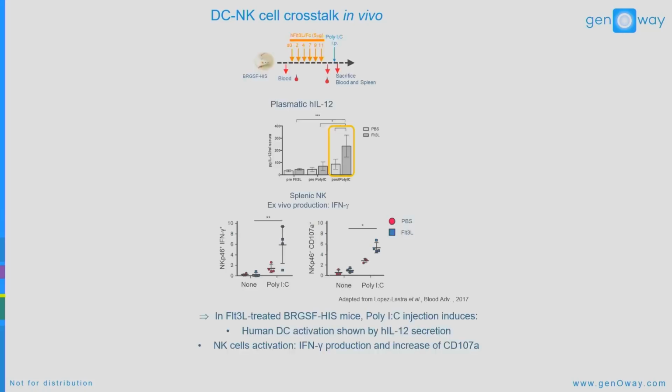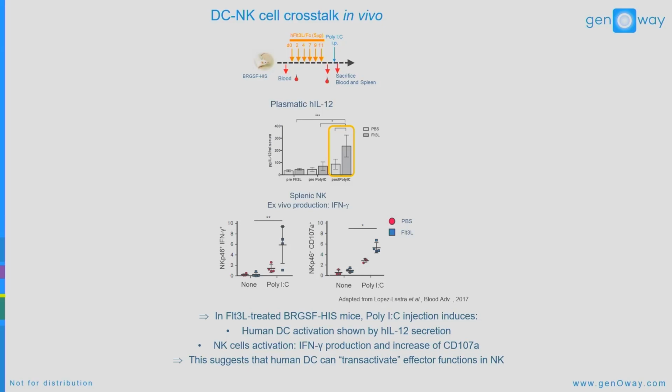So mice were injected with poly-IC, and as a readout of DC activation, we measured IL-12 secretion. As you can see, poly-IC increases IL-12 secretion. When we treated the mice with poly-IC, we also observed an increase in interferon gamma positive NKp46 positive cells, so NK cells. And those NK cells were also CD107 positive, so they get activated, despite the lack of exogenous IL-15 and IL-2 as a cytokine.